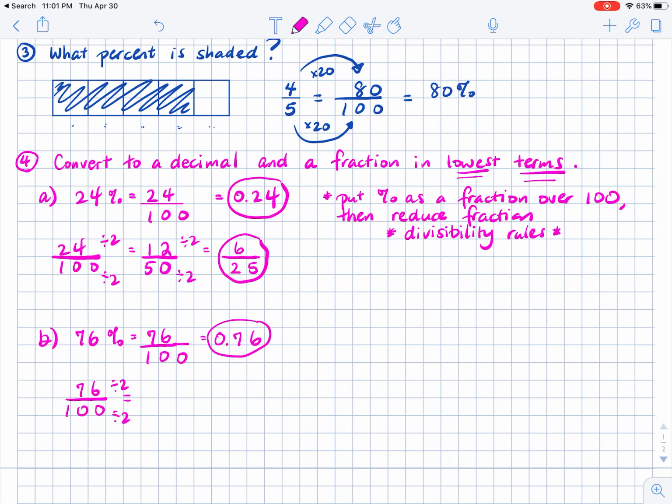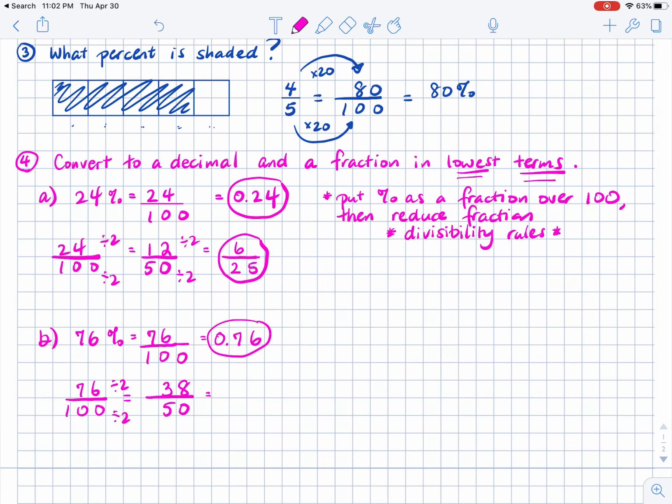76 divided by 2. Have to do a bit of work here. So 100 divided by 2 is, what is that? 50. 76 divided by 2, I have to do some thinking here. 76 divided by 2 would give me 38 over 50.